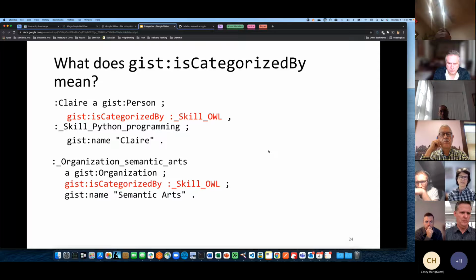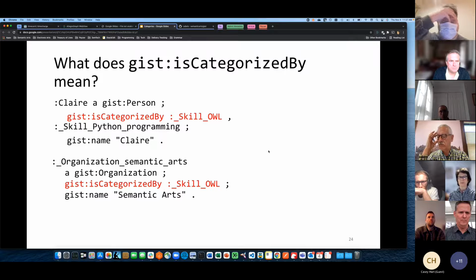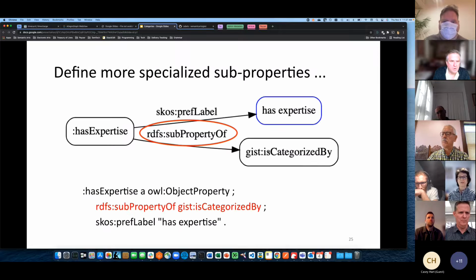So if you look at Claire, we wanted to say that she has this skill. And Semantic Arts, we wanted to say that Semantic Arts needs people with this skill. So using the same predicate is not very helpful because it doesn't tell you anything about what it means to apply that category to different kinds of objects. So I typically will define more specialized subproperties. So essentially I'm putting more semantics onto the relationships.